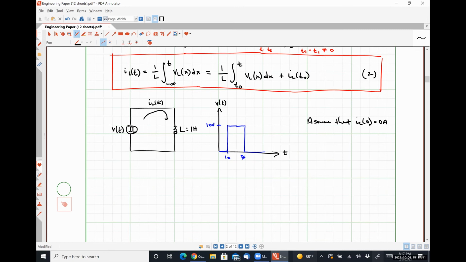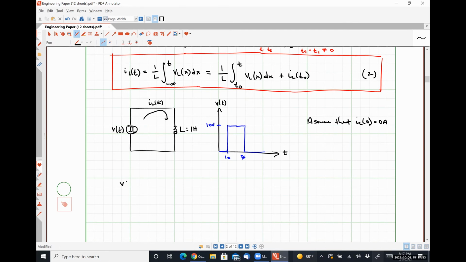Our voltage source could be considered a piecewise function, right? So it's 0 volts from t is equal to 0 to t is equal to 1 second. It's 10 volts from t is equal to 1 second to t is equal to 3 seconds. And then it's 0 volts from t is equal to 3 seconds on to infinity.